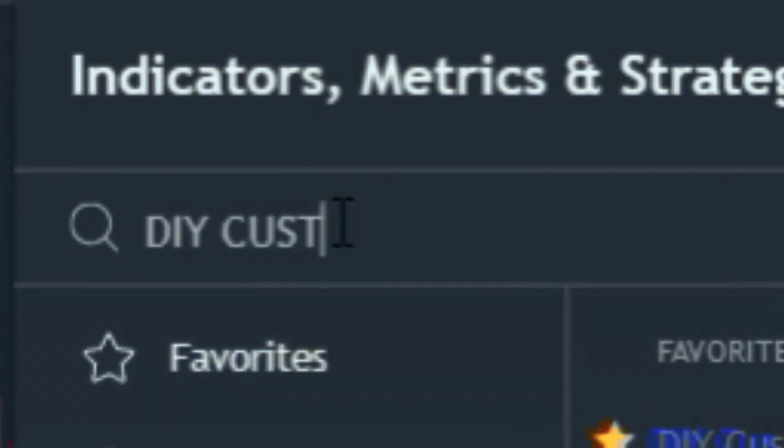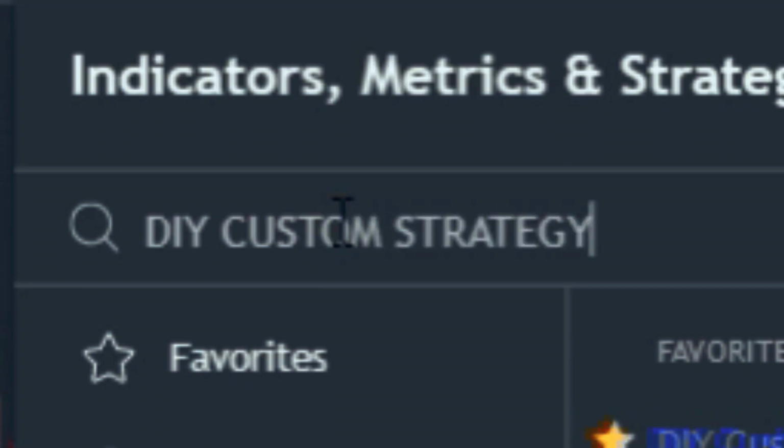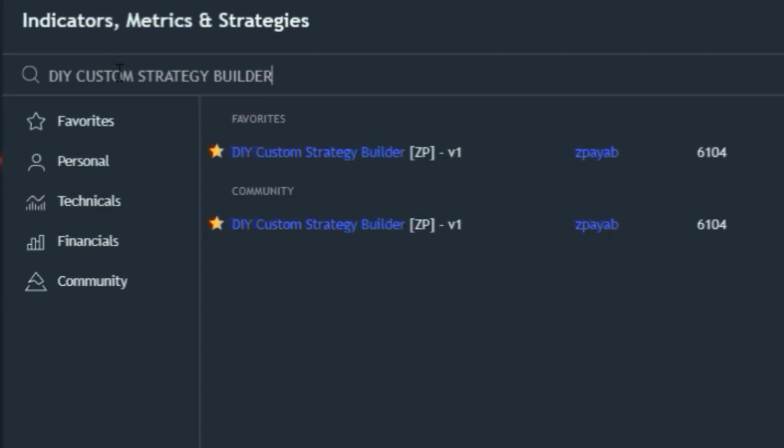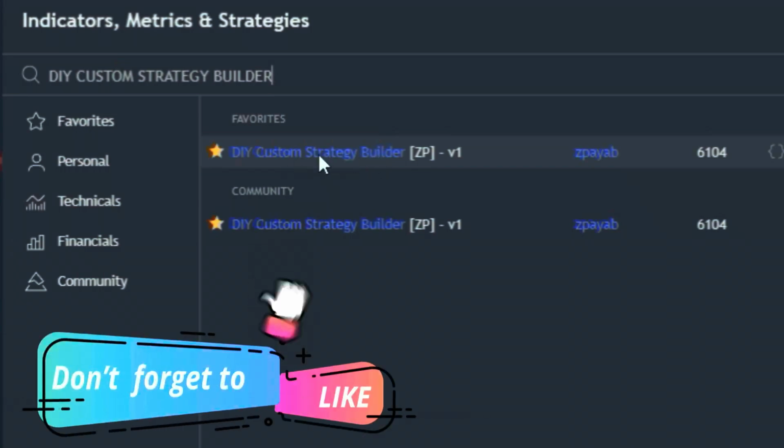Our mission? Unlocking the full potential of the DIY Custom Strategy Builder by finding the perfect settings for epic trading success. Don't sweat it. We'll guide you through every step to turn this incredible indicator into a money-making machine.